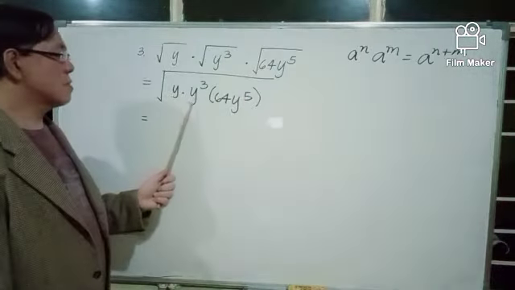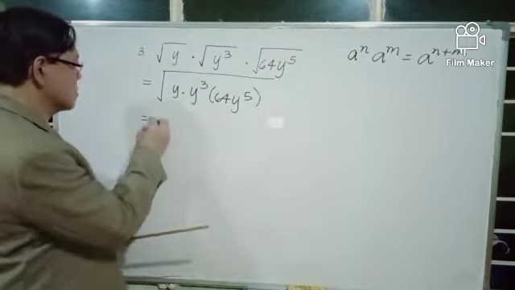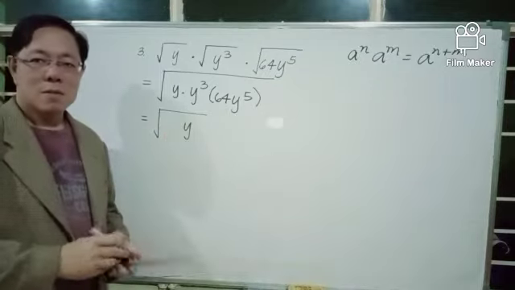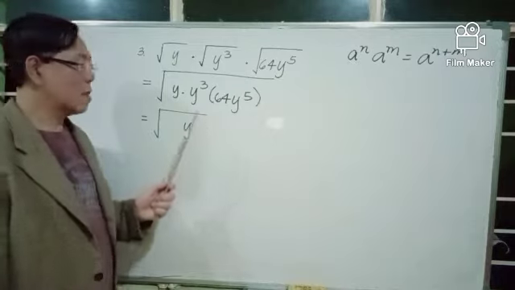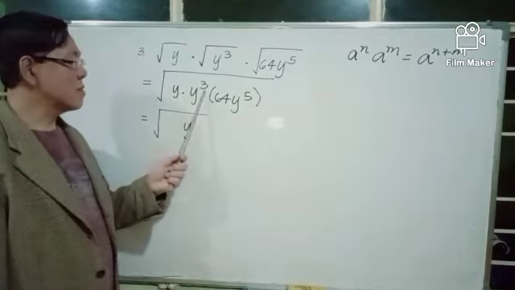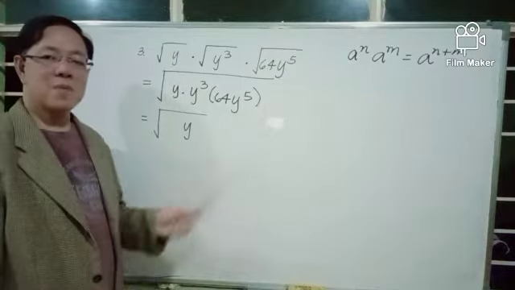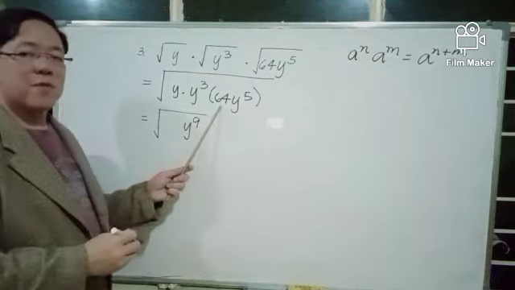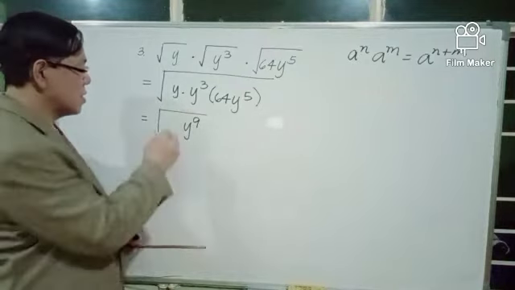So here the common base is y. We have the square root of y to the power. The exponent of y is the sum of the exponents of y in this product. The exponents of y here are 1, 3, and 5. And the sum, 1 plus 3 plus 5, is 9. And 64 cannot be combined with any other quantity. We simply write 64.